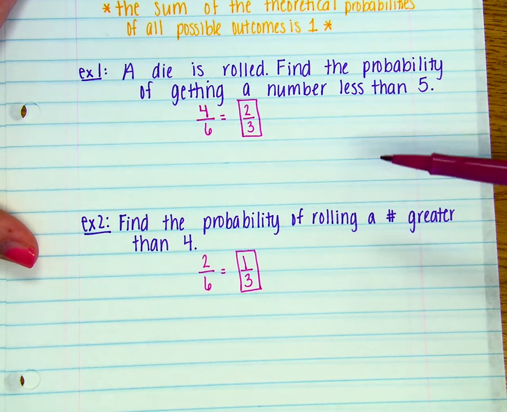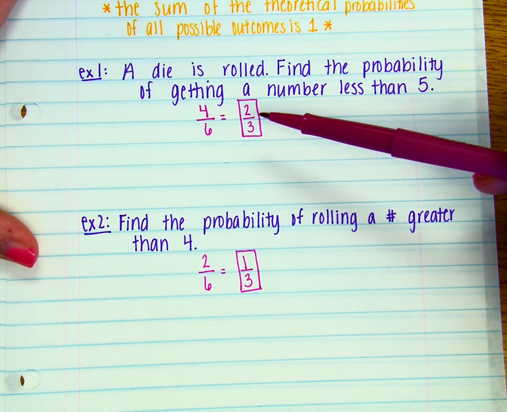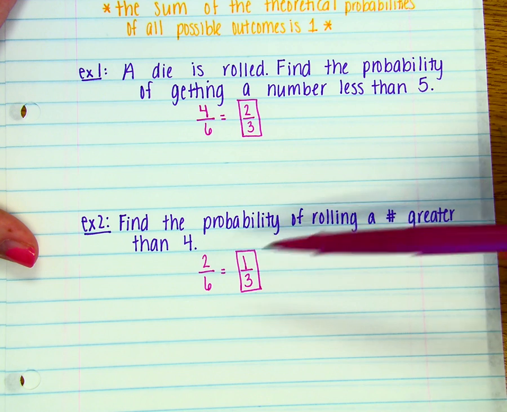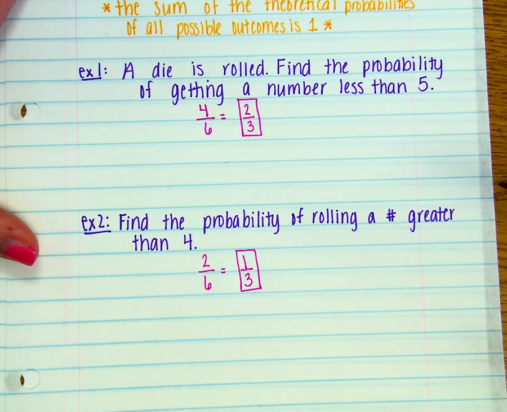And remember, the sum of all possible outcomes should equal 1. 2/3 plus 1/3 is 3/3, and 3/3 is equal to 1. So that proves the theory that all of them equal 1.